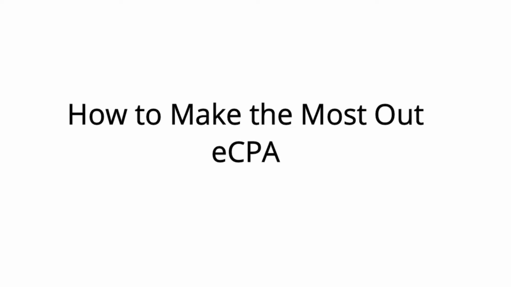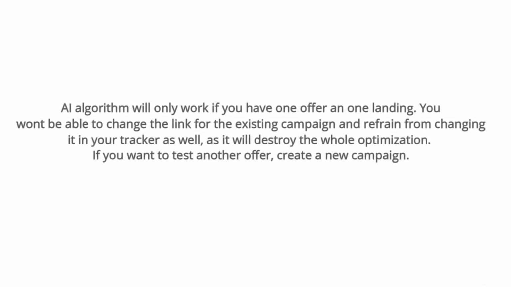Alright, so how to make the most out of your eCPA campaigns. The AI algorithm will only work if you have one offer and one lander, if any. You won't be able to change the link from the existing campaign. And please refrain from changing it in your tracker as well, as it will destroy the whole optimization. If you want to test another offer, just create an entirely separate new campaign.